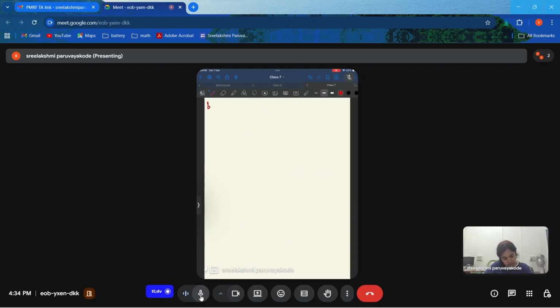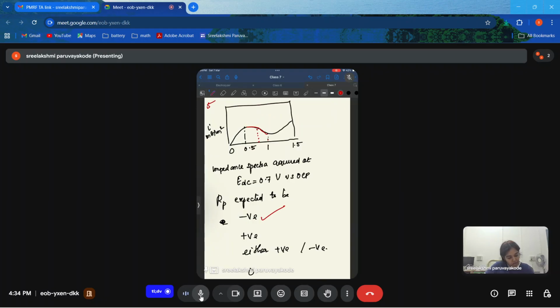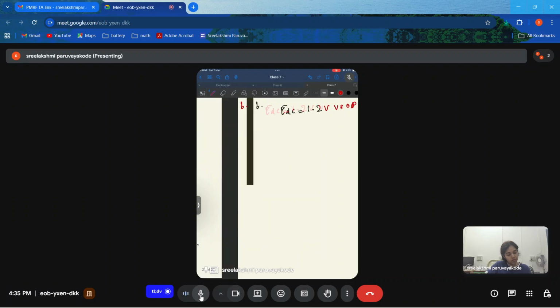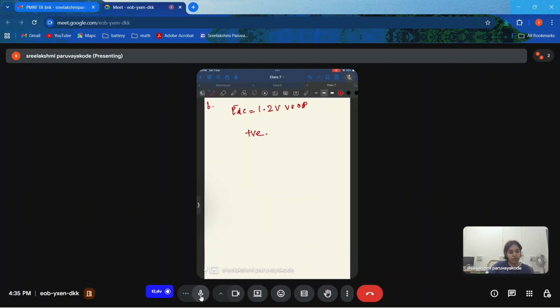Now the sixth question is the same, but here the value of EDC is given as 1.2 volt versus OCP. Let's see, 1.2 comes after 1, so it's somewhere here, and the current keeps on increasing with the potential. So here the impedance becomes positive. This is how we have to do it.